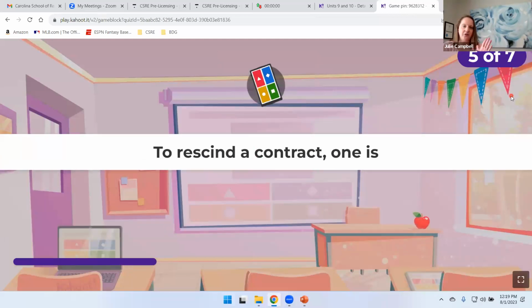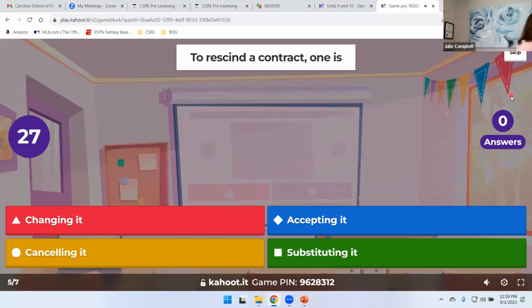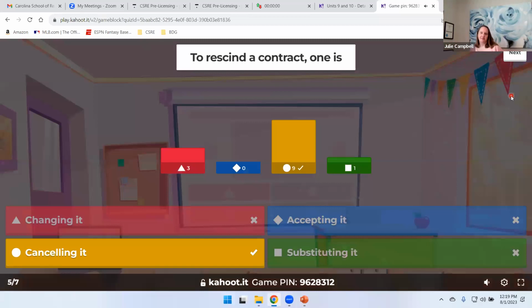Question number 5, to rescind a contract. One is... right to it. I like it. If you're rescinding your contract, you are canceling it. You are taking it back. If you put down any money, you'll get your money back. If you rescind it, both parties go about their lives as if this never happened.